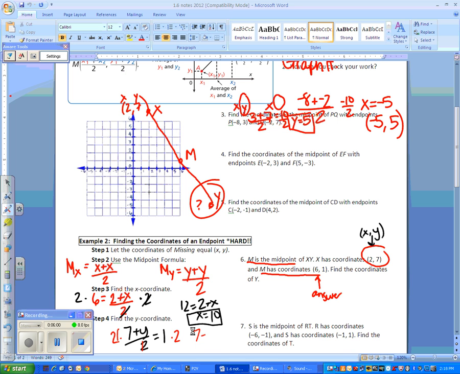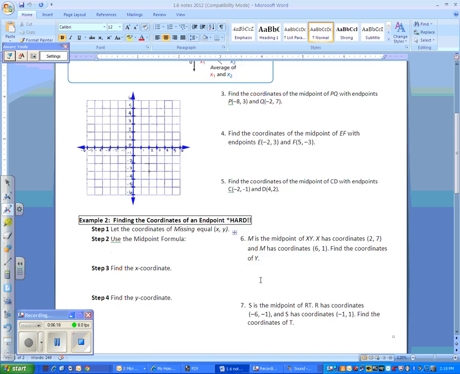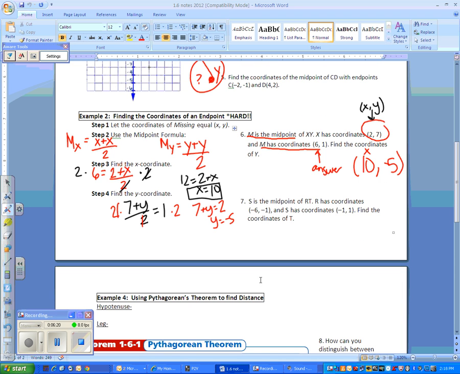So now you have 7 plus y equals 2. Subtract 7 and you get y equals negative 5. So your answer is 10, because x always goes first, and then our y was negative 5. And then if we graph it, 10 is all the way over here, negative 5 is all the way over here. That is exactly where y should be. Okay, 7 is hard. We'll probably have to do that in class together, but try to do 7.